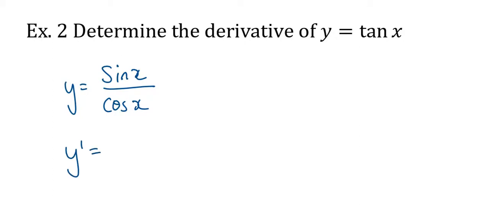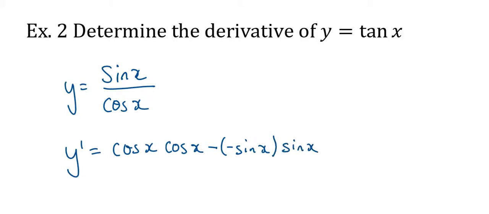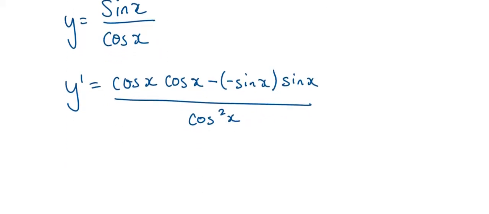Does anybody remember the quotient rule? Yeah. Okay, so the derivative of the top, which is cos, times the bottom, minus the derivative of the bottom, which is negative sine, times the top, over the bottom squared. Can we do anything with that?